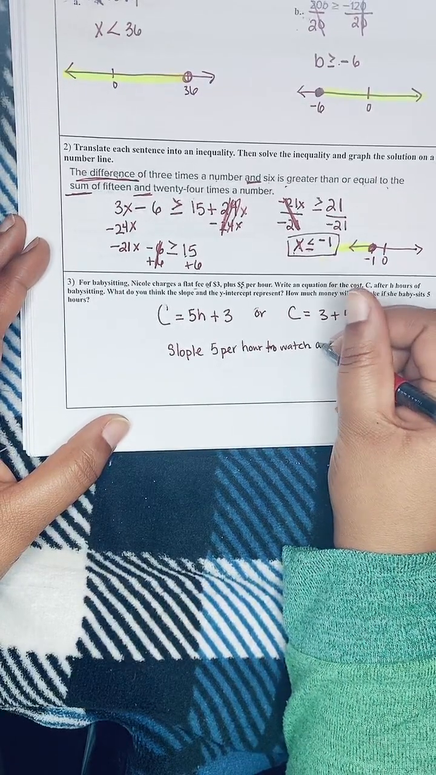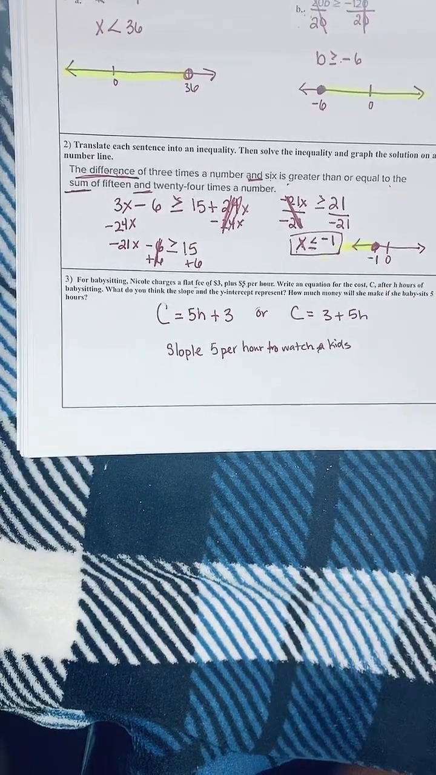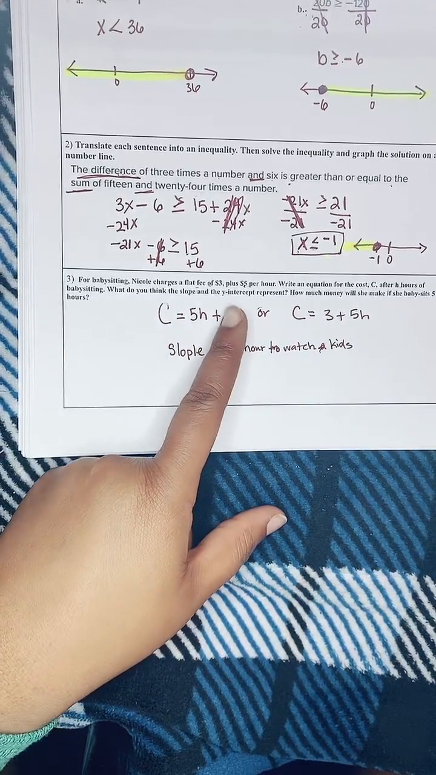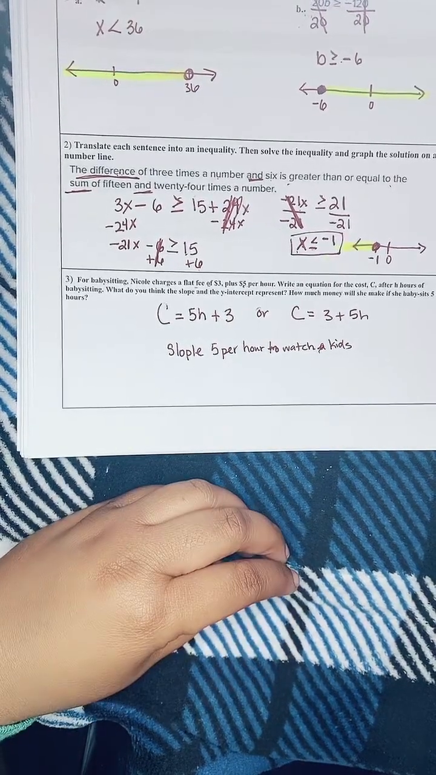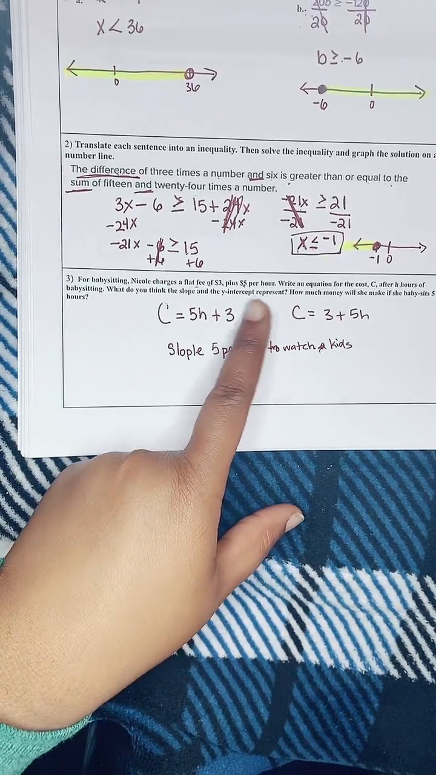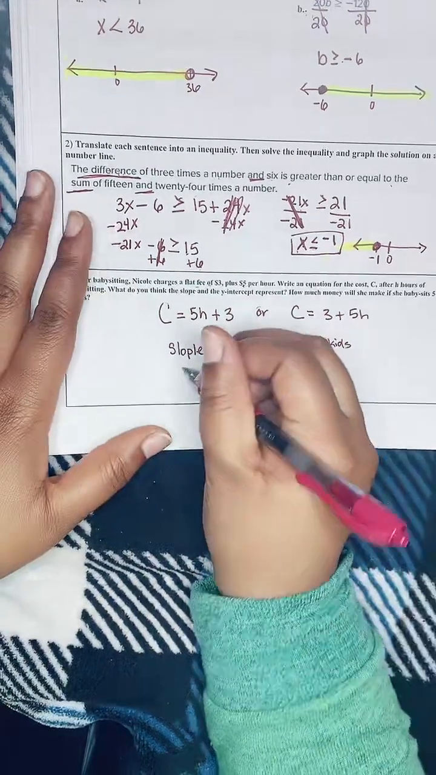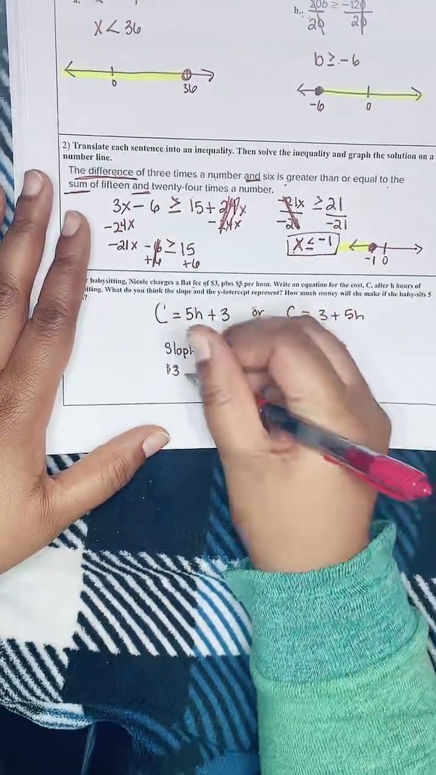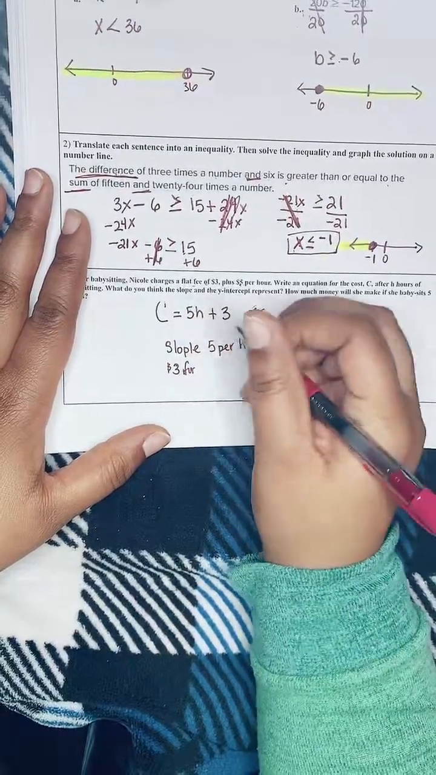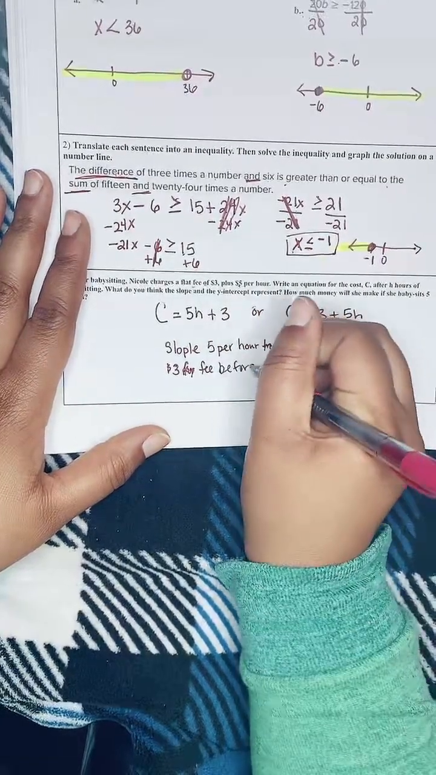To watch a kid or kids, however you want to say it. The y-intercept is what? Before she even starts babysitting, I'm paying her $3. That's her flat fee. So before I even say, can you watch my kids for this, she's charging me $3 just to even drop off my kids. That's her fee before babysitting.